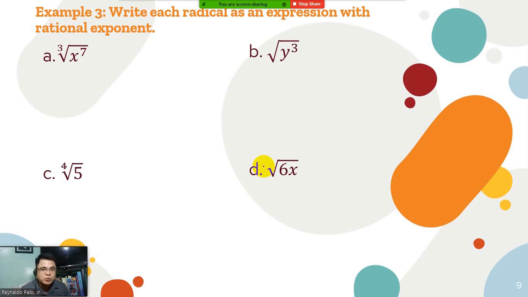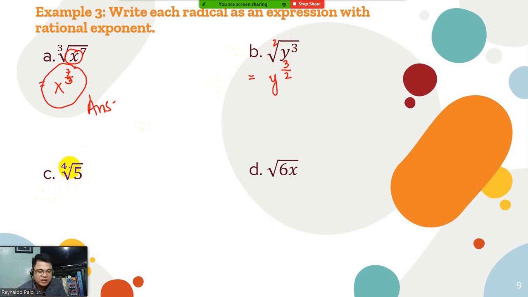For letter A, we have the cube root of x raised to the power of 7. How are we going to transform this into an expression with rational exponent? Of course, we will copy the radicand, which will become the base of the exponent. So x, and then the exponent of the radicand is your numerator over the denominator, which is the index. So the answer here is x raised to the power of 7/3. Let's have letter B. For all we know, the square root of y cubed has an index of 2. So we can simply write this as y raised to the power of 3 over 2. So the index is always in the denominator of the fractional exponent.